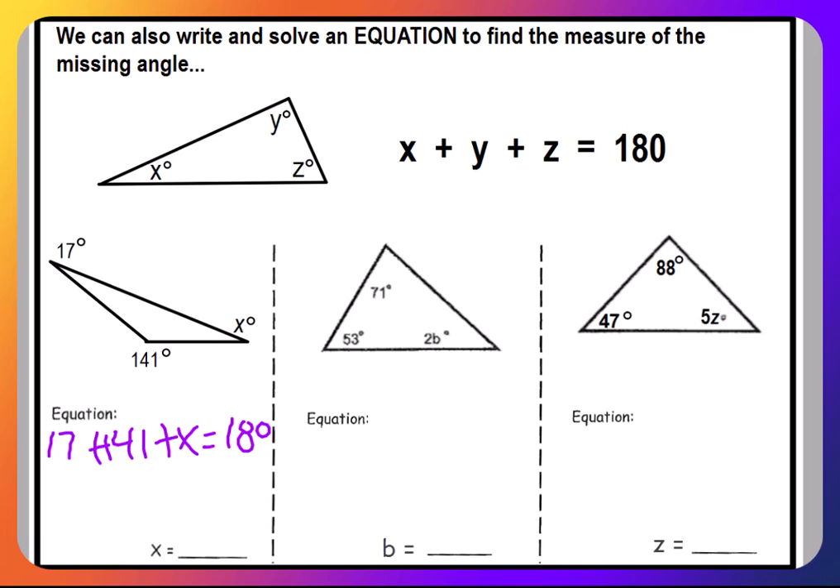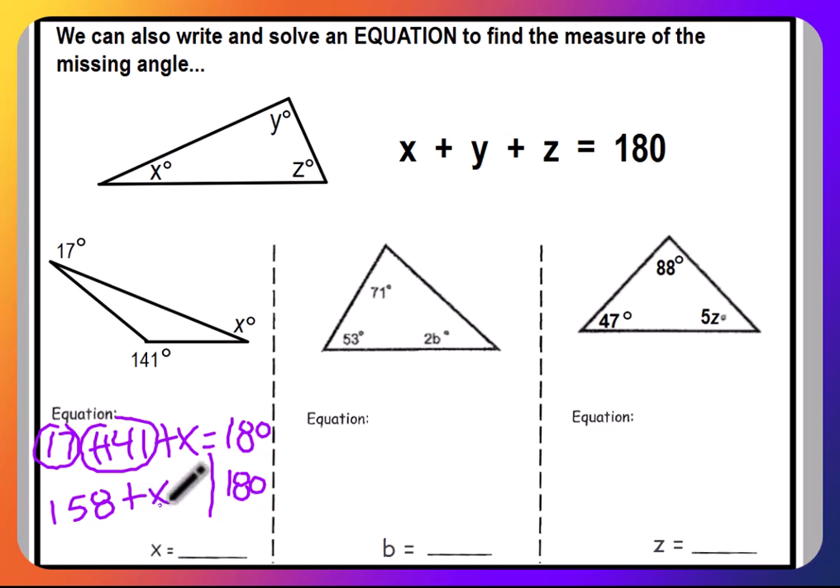That is your equation. So to solve the equation, we're first going to have to combine like terms. So we need to add our constants together. So we're going back to algebra, right? So we need to add the 17 plus the 141. And you get 158 plus the x, because there are no x's, equals, draw our line, equals 180.